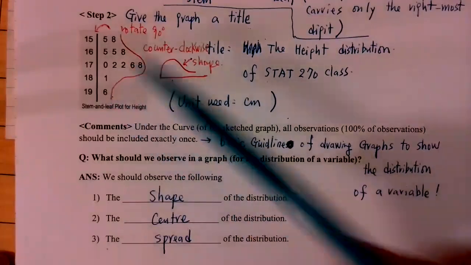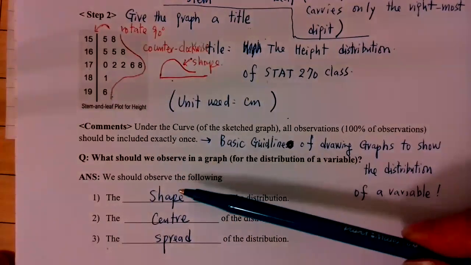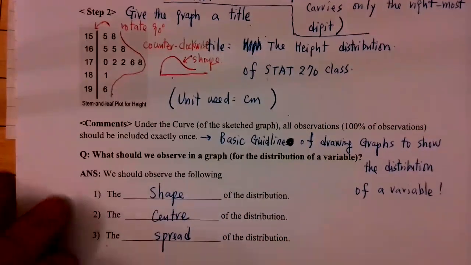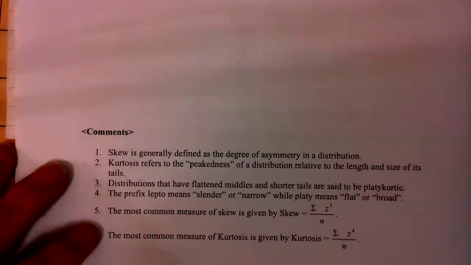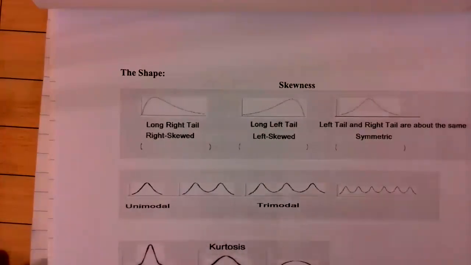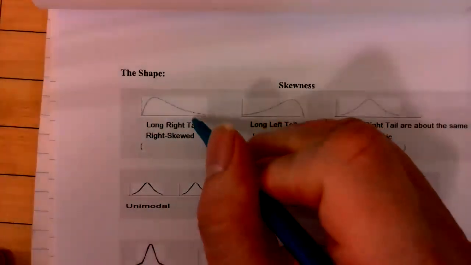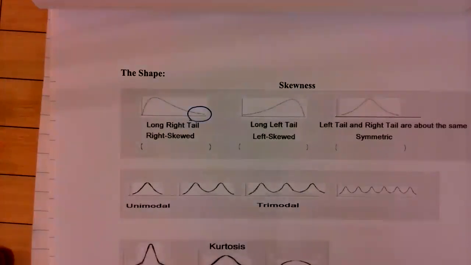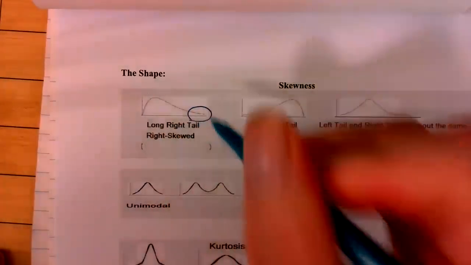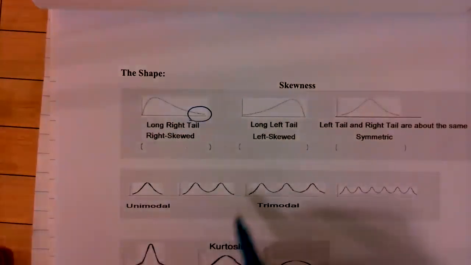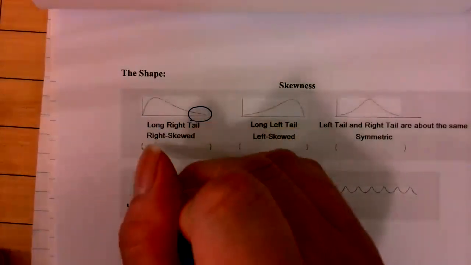After you make the picture, we should look at the shape, the center, and spread. Let me explain in more detail on shape first. Look at here, the shape. The first picture on the top row, you find it has a very long right tail. We call the picture what? Right skew.